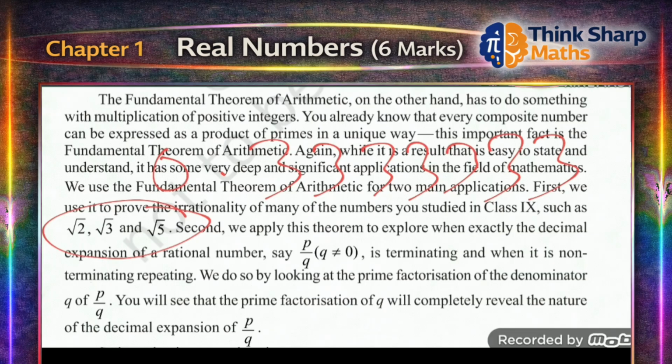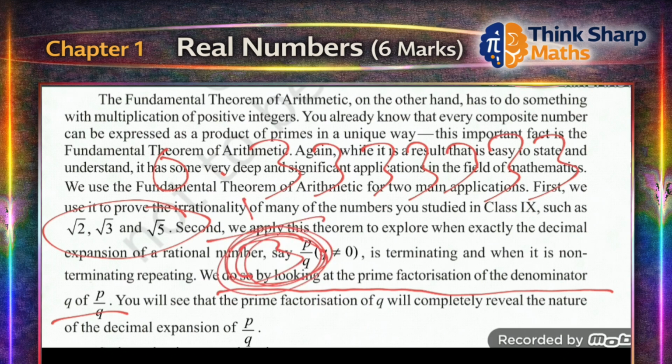So we do so by looking at the prime factorization of the denominator q of p by q. Here what we do, suppose 1 by 3 is there, so you just prime factorize this denominator. 3 is a prime number, so there is no further prime factorization. But just by seeing this number you can say whether it will terminate or not. We will discuss more on it in future videos.